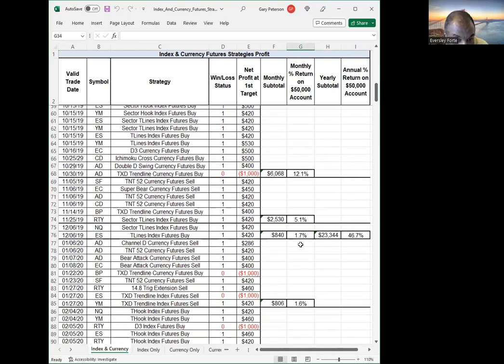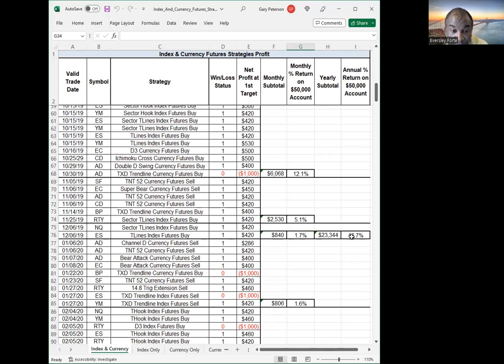As we get through 2019, that's a 46% return on the account for the year. $23,000 made on a 50 grand account. If this was a $5,000 account, this would be $2,334. This was $100,000. This account, this would be $46,000 made. Okay, that's taking all the trades in a very structured way with first targets only and walking away.